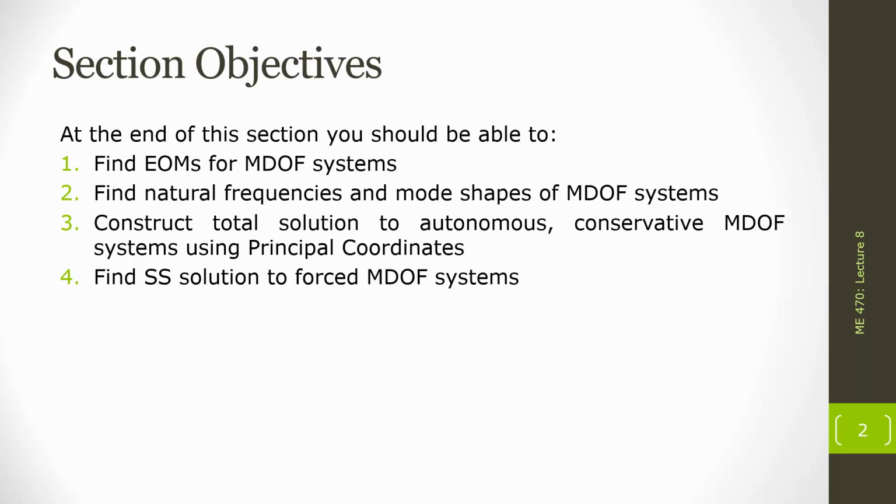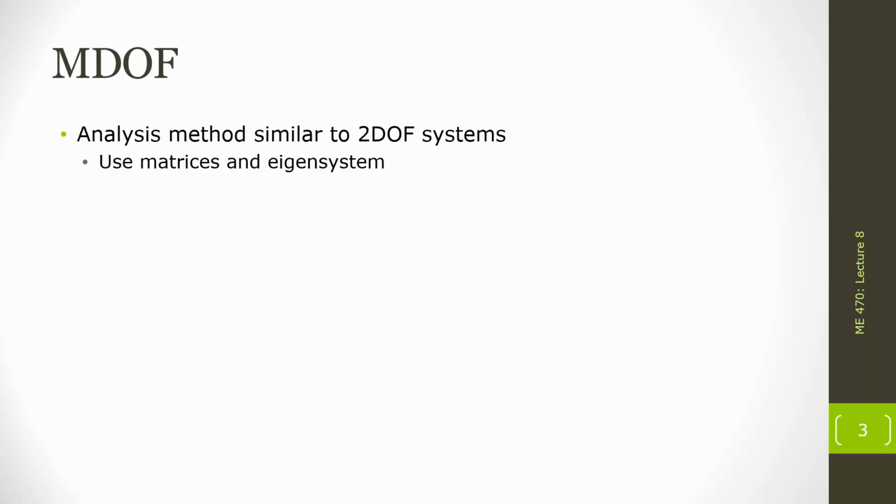simple harmonic forcing. So how do multi-degree of freedom systems differ from the previous section on 2-degree of freedom systems? Well, we're going to see that our analysis methods are very similar, but just more generalized versions of what we saw in 2-degree of freedom systems. And a multi-degree of freedom system is simply defined as having more than 2 degrees, but still a finite number of degrees of freedom to distinguish it from Unit 3, where we'll talk about continuous systems.